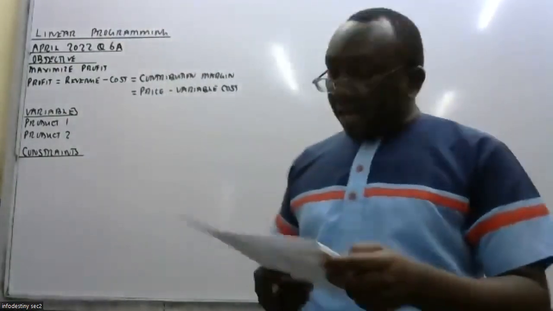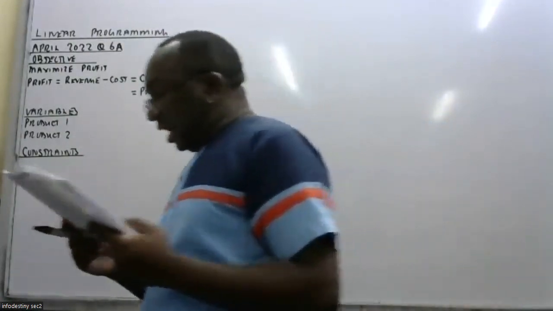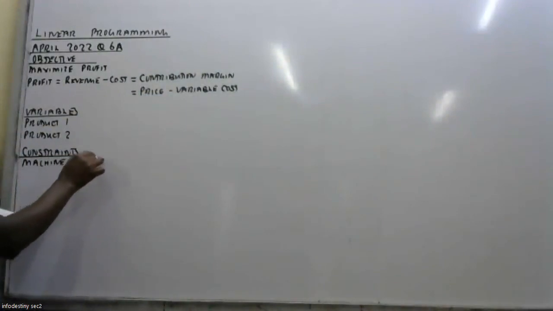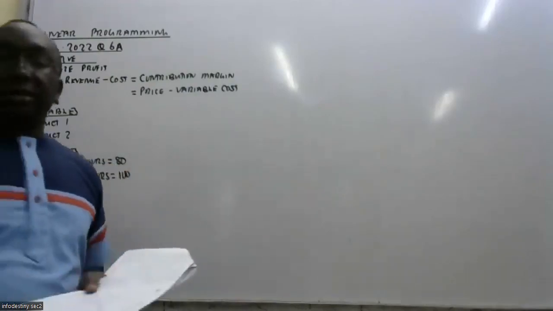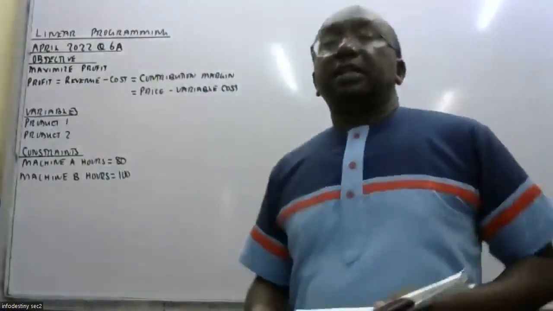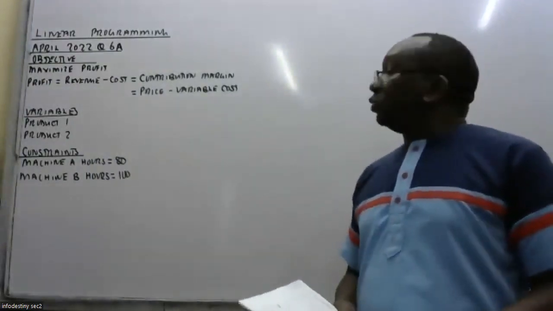If you look at the question at hand, we have machine type A and B. We have machine A hours, and the quantity available must be given. You see that is 80. Then we have machine B hours, and you can see this is 100. So if there is a resource that has not been stated in terms of the quantity available, that does not qualify to be a constraint.